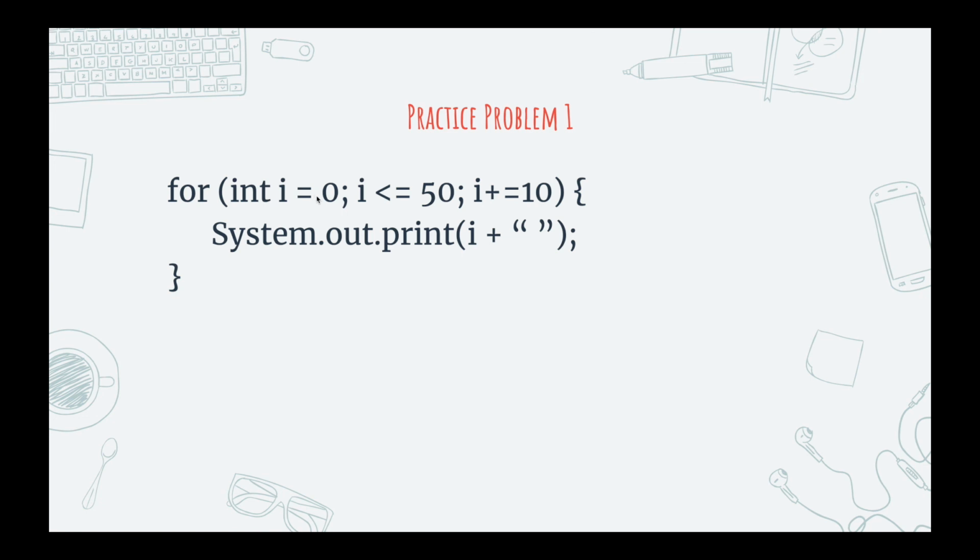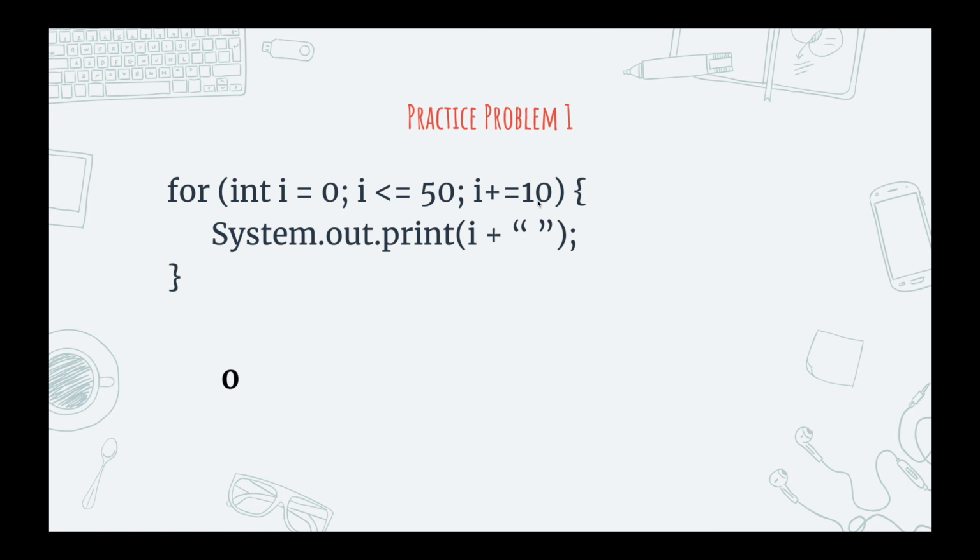We've created our variable i. Our loop control variable has been made. Is i less than or equal to 50? Yes, it is. So we execute what's within the for loop. i is 0, so we print out 0. Alrighty, now we go to the update statement.